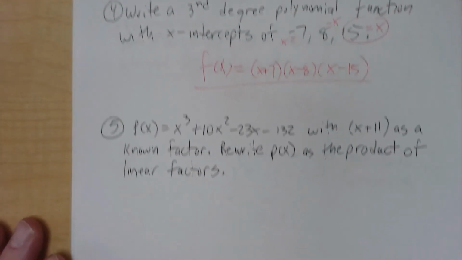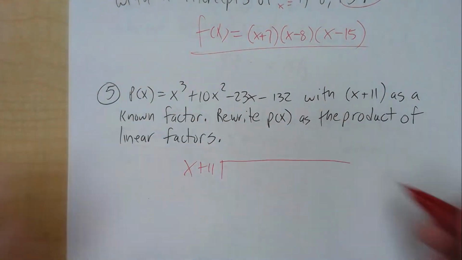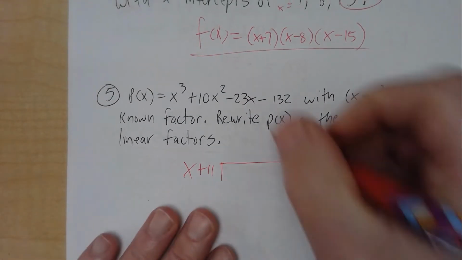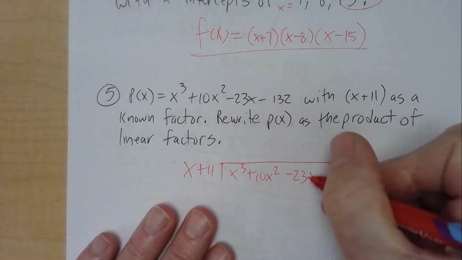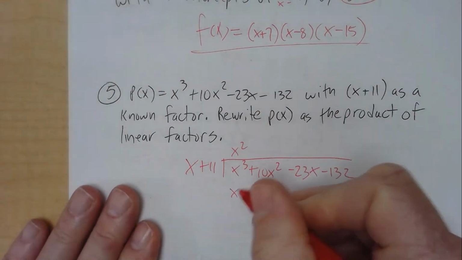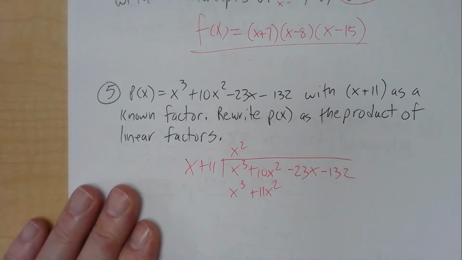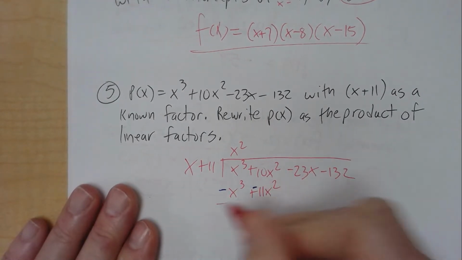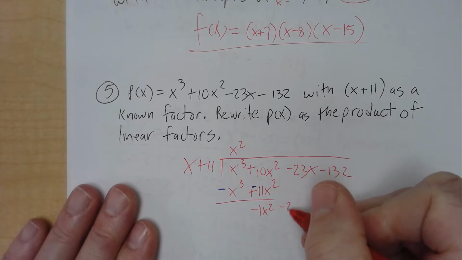Okay, number 3, we're going to divide this out. So we get x plus 11, and we're dividing that into x to the 3rd plus 10x squared minus 23x minus 132. So we pick out x squared. Why do we do that? Because it matches this. So when I subtract it, it goes away. And then plus 11x squared. We pick up the red pen and subtract, but I'm using red, so I'm going to subtract with blue. And this subtracts away. 10 minus 11 is negative 1x squared.